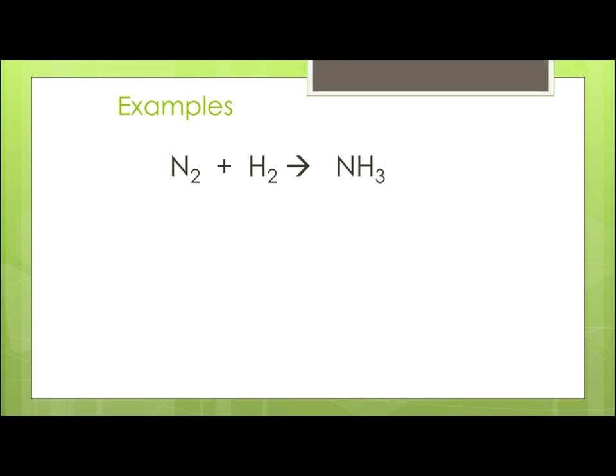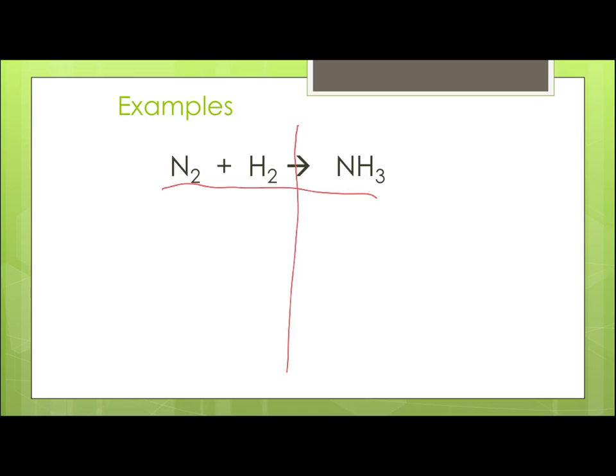So let's go ahead and take a look at this example. N2 plus H2 yields NH3. So our first step says to make a t-chart. And so that's exactly what we're going to do. We're going to draw a line down the center, dividing the left and the right side, dividing our reactants from our products, and then draw a line underneath the actual equation to go ahead and make our t-chart.